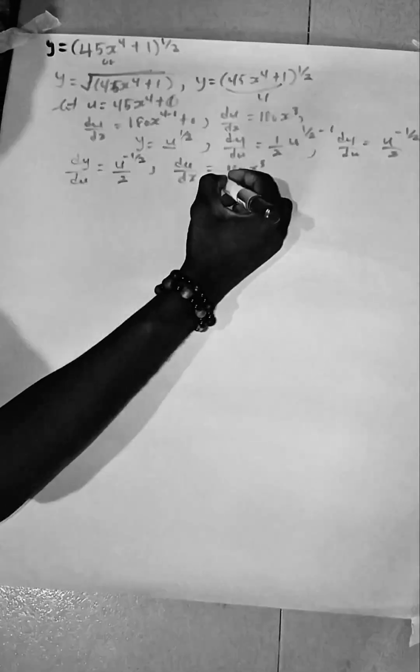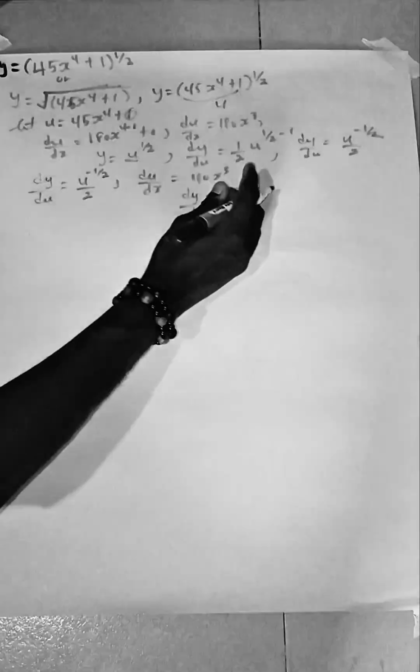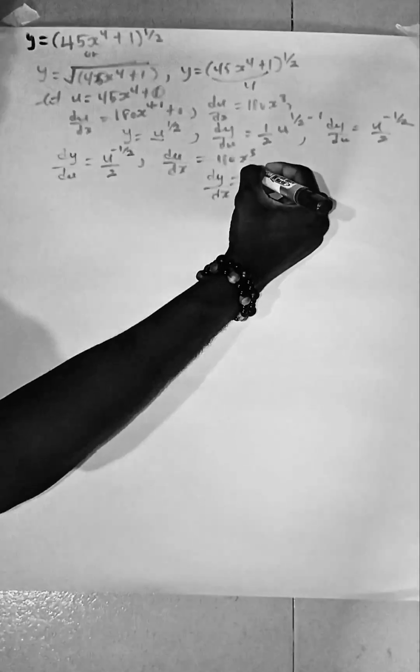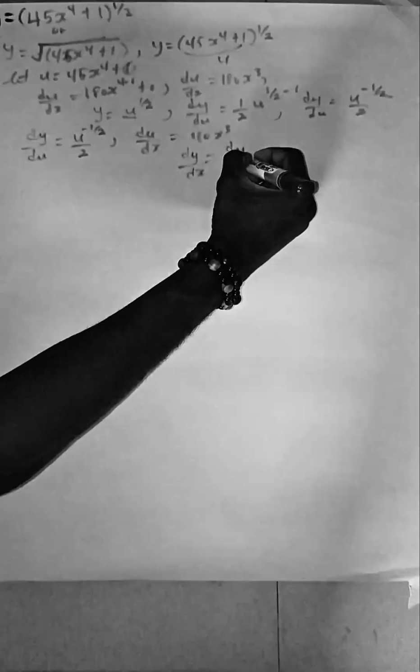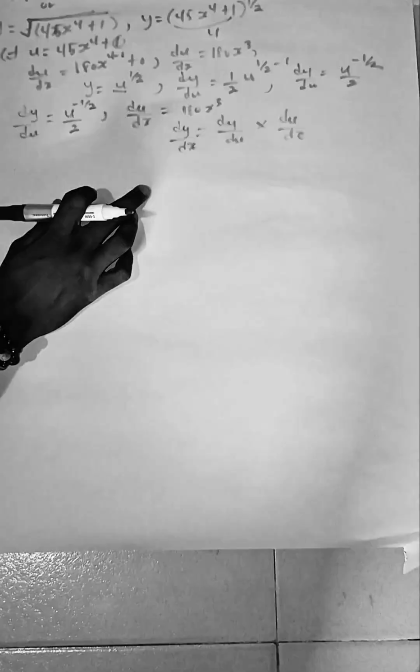So let's plug this into our formula. What's the formula? Remember, in the chain rule, a function of a function, we have dy by dx equal to dy by du times du by dx. So we already have our components for the answer.